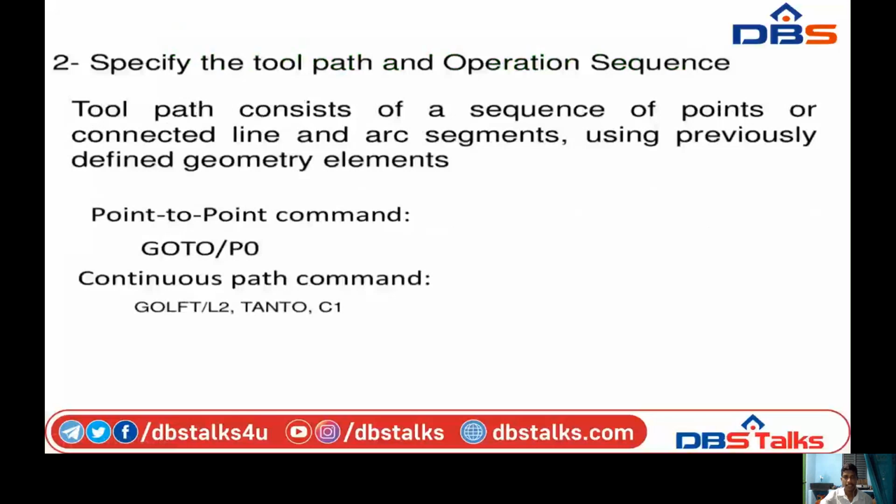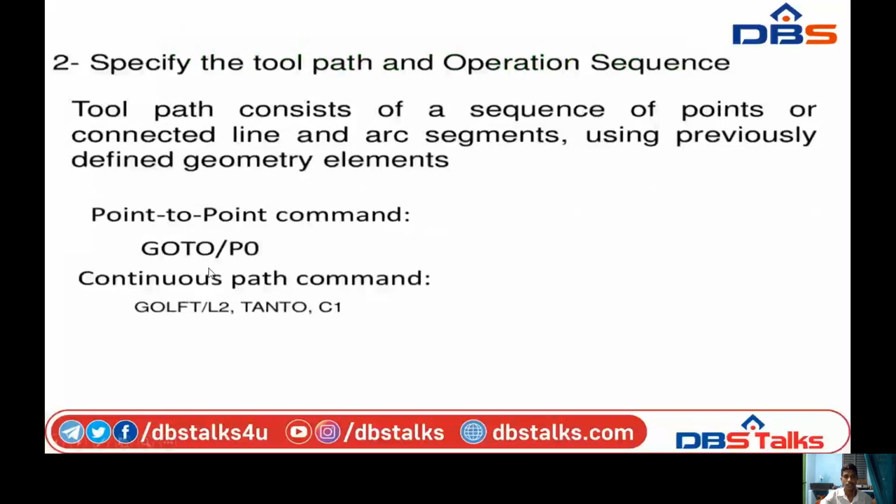That means the machine tool starts from one point A. After completion of drilling at A, it travels from A to B, then B to C, then C to D. It is point-to-point traveling distance. It follows the point-to-point command method.